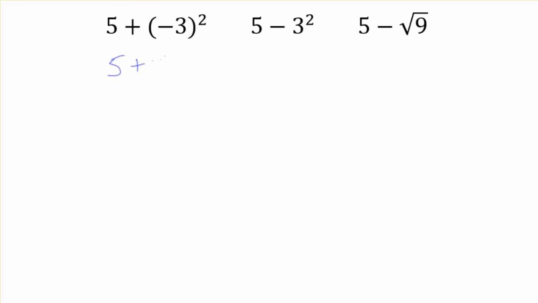Let's look at some examples. We have 5 plus 9 is 14. 5 minus 9 is -4, and 5 minus 3 is 2. See, we're keeping the 5 plus and the 5 minus.